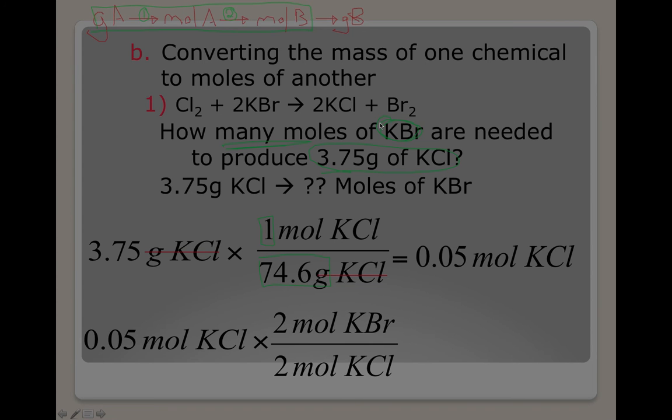So what I want goes on top. So moles of B is what I want. My B chemical is KBr, that goes on top. Moles of KCl goes in the bottom because that's, again, what's here. I have to cancel it out.